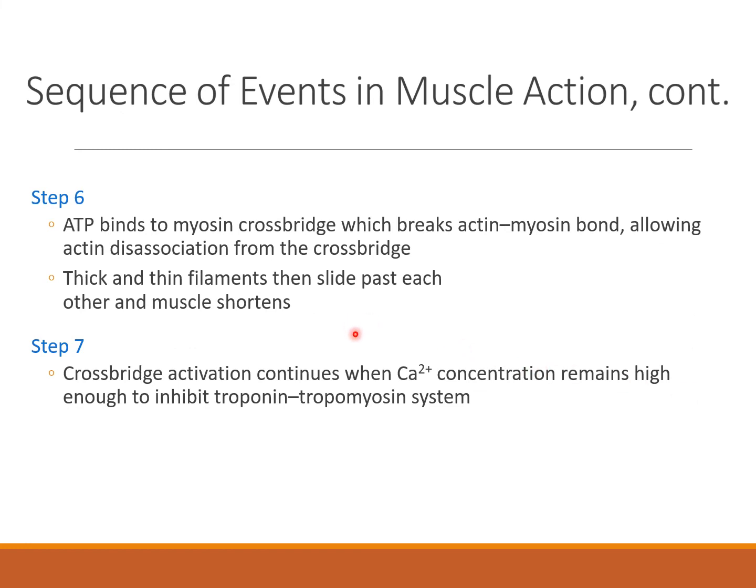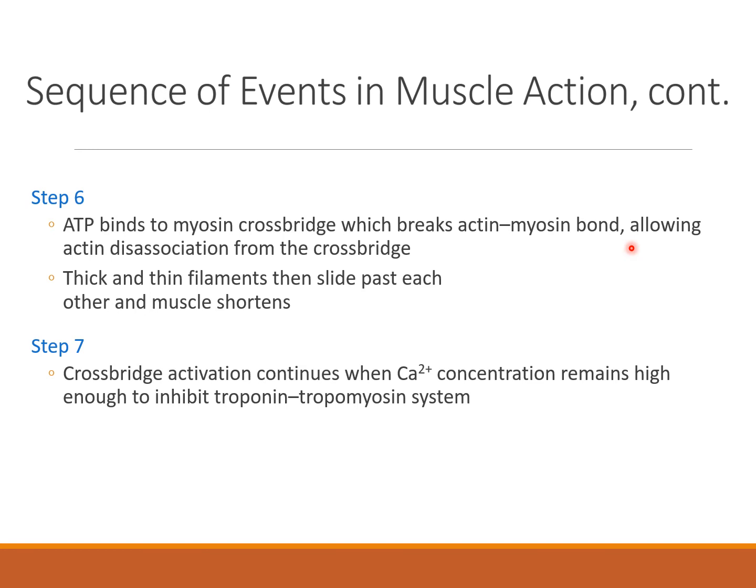Step 6, the ATP binds to the myosin cross-bridge, which breaks the actin-myosin bond, allowing actin dissociation from the cross-bridge. So now this ATP is coming in and breaking those two pieces apart, and then the thick and the thin filaments slide past each other and the muscle shortens. Okay, so this is that pulling action. Step 6 is where those Z lines get pulled together from that oar-like action as you're pulling through the water.